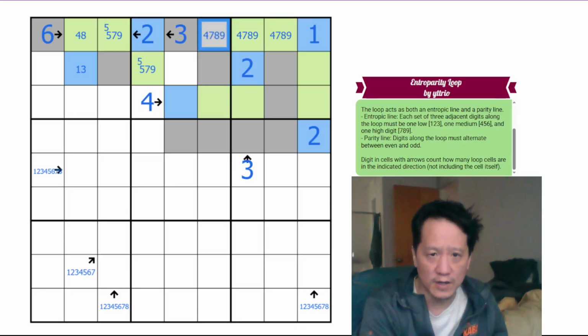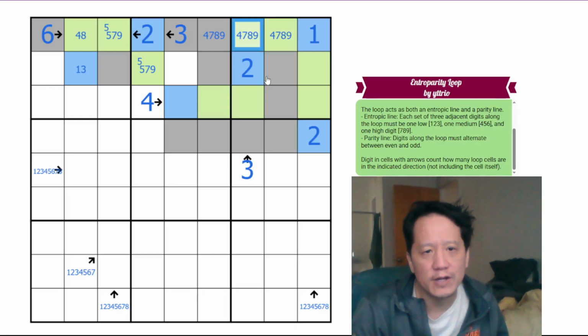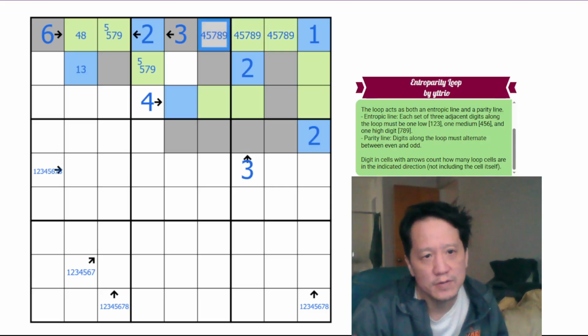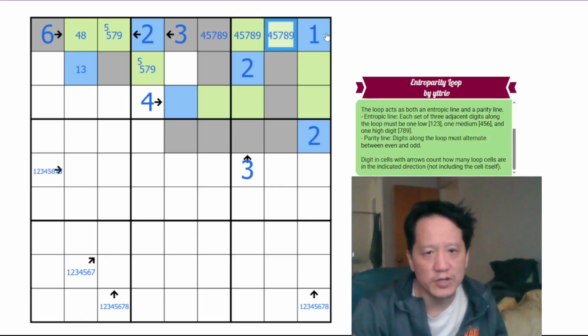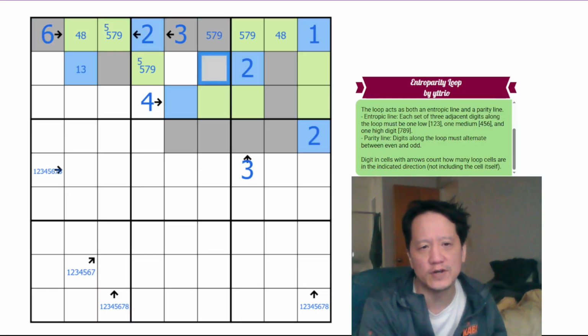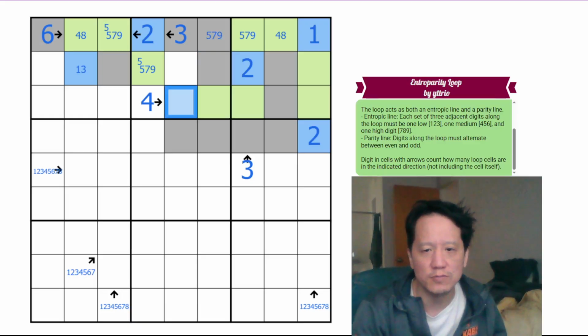We have to have one of these be medium. Wait, why can't this be 5? This should be able to be 5. Okay, well, this is even because it's next to an odd on this line, so this is 4 8. This can't be 4 8s, so 5 7 9. We have a 4 8 pair in row 1, which eliminates 4 and 8 in the rest of the row. This is 5 7 9. This must be 1.